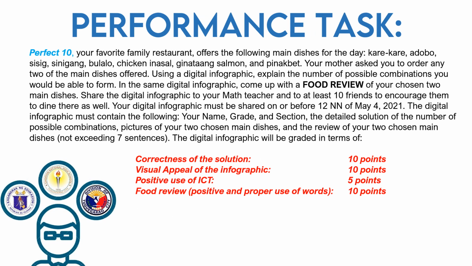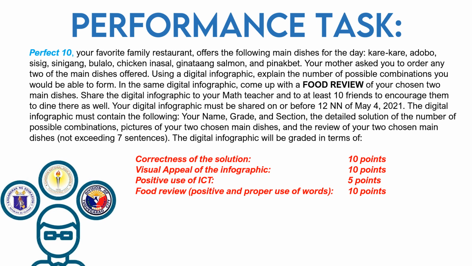Also, may I present to you your performance task for this particular topic. Perfect 10, your favorite family restaurant offers the following main dishes for the day: kare-kare, adobo, sisig, sinigang, bulalo, chicken inasal, ginataang salmon, and pinakbet. Now, your mother asks you to order any two of the main dishes offered. Now, using a digital infographic, explain the number of possible combinations you would be able to form.